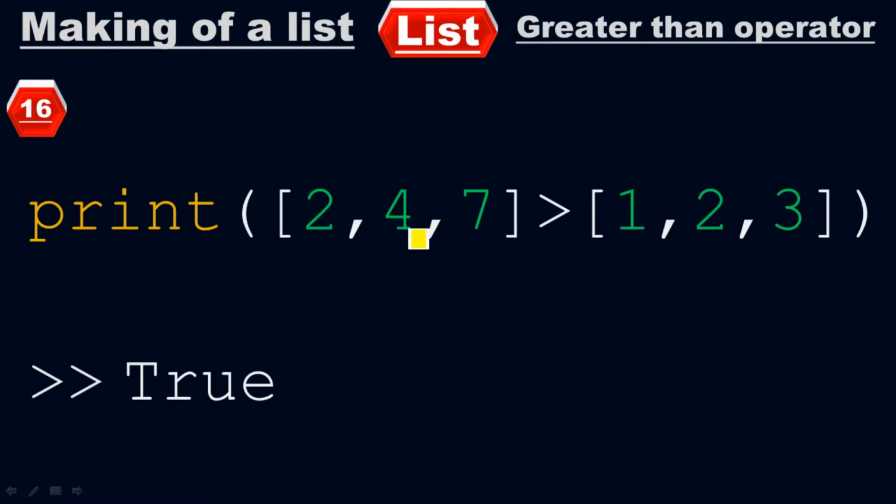The second element of this list is 4, and the second element of this list is 2. Again, 4 is greater than 2. Similarly, 7 is greater than 3. So all the elements of the list on the left side are greater than all the elements of the list on the right side. Therefore, it returns true. It returns true because it is pretty much true. This is the first way of the solution.